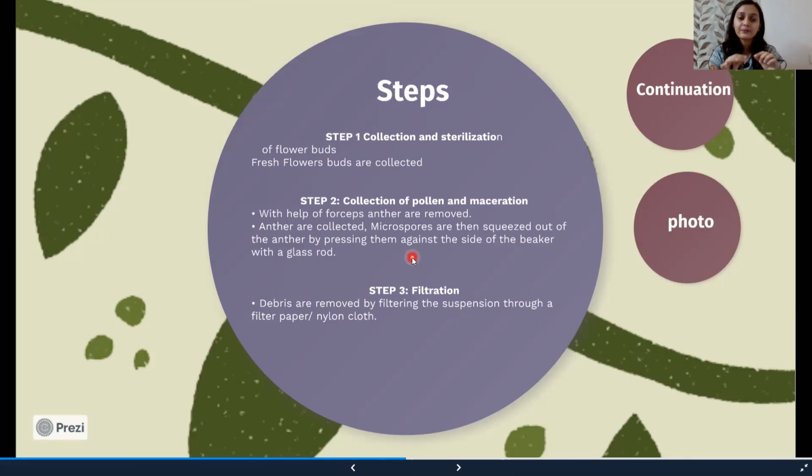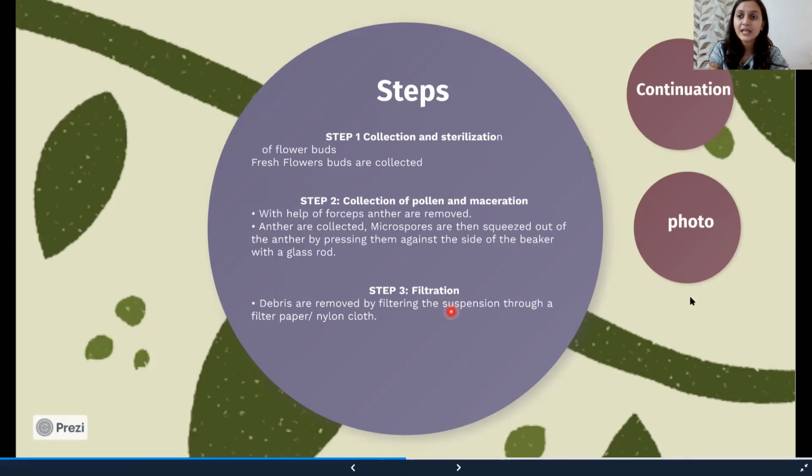of a glass rod. With the glass rod, we have to break that and pull all the anther out, to take the pollen grains out from the anther to macerate it. We can also use different chemicals in this process.